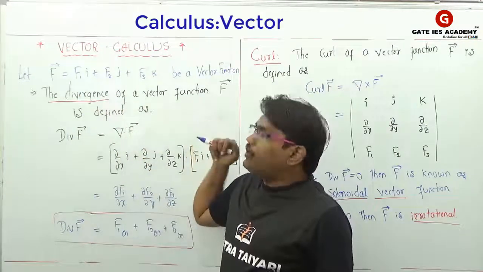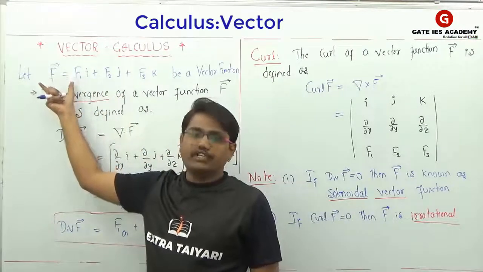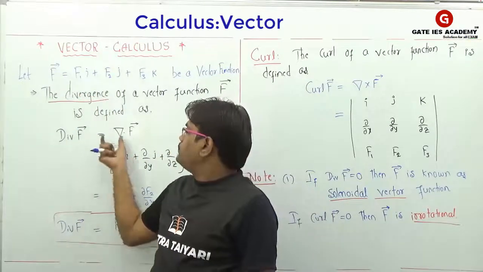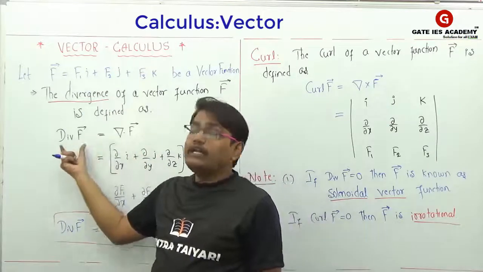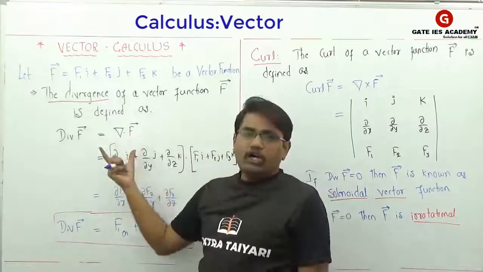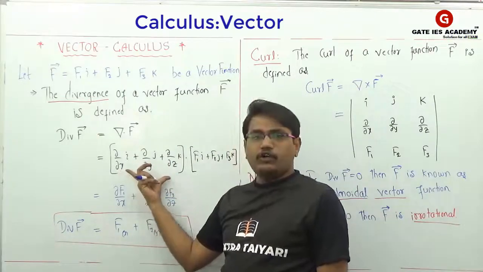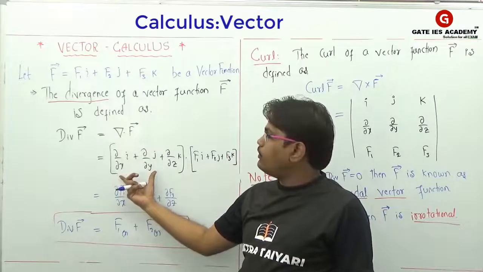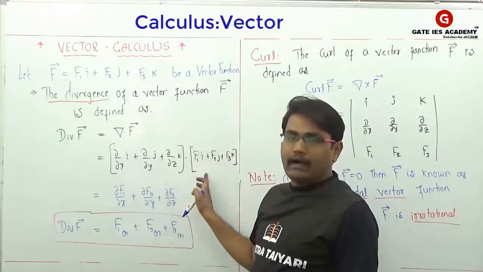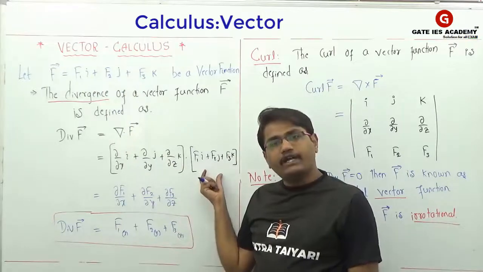Now the divergence of a vector function f bar is defined as follows: if I apply the del operator to a vector function, that is del dot f bar. Here I have written del dot f bar, which is known as the divergence of f bar. It is defined as, now we know how to take the dot product of two vectors. Del operator means dou by dou x i, dou by dou y j, and dou by dou z k, dot f bar. So write f bar here in vector format, f1 i, f2 j and f3 k.